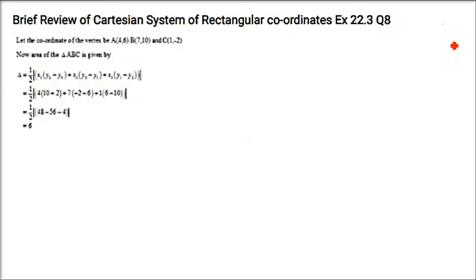Verify the area of the triangle with vertices 4, 6, 7, 10, 1, minus 2 remains invariant under the translation of axis when the origin is shifted to the point minus 2, 1. So we have A as x1, y1, B as x2, y2, and C as x3, y3. Now what you can do, this is the original points. So original points are 4, 6, and then we have 7, 10, then we have 1, minus 2. These are the original points.